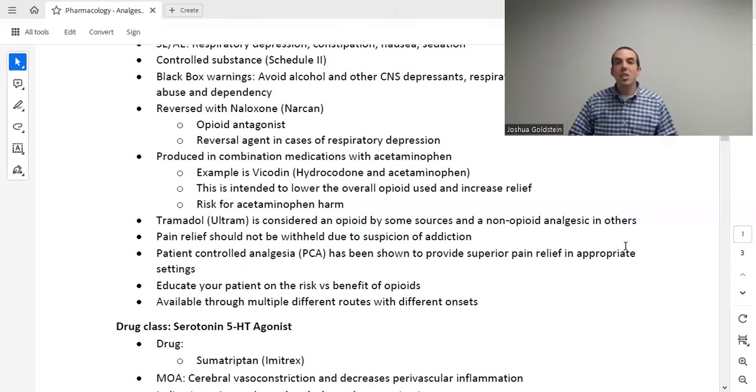So you're going to educate your patient and you're going to explain to them that this is in their best interest. It's going to help them. And it certainly has a better reward versus the small risk of them becoming addicted.